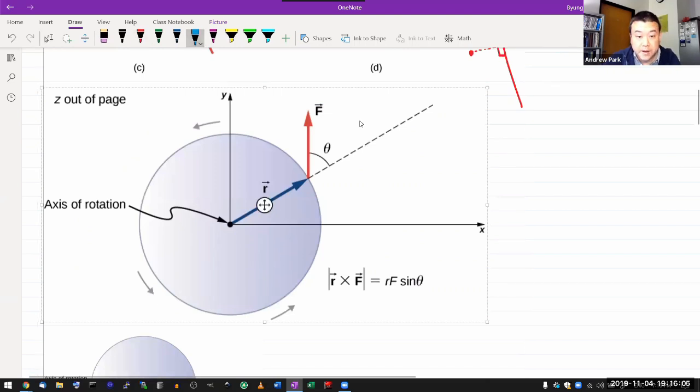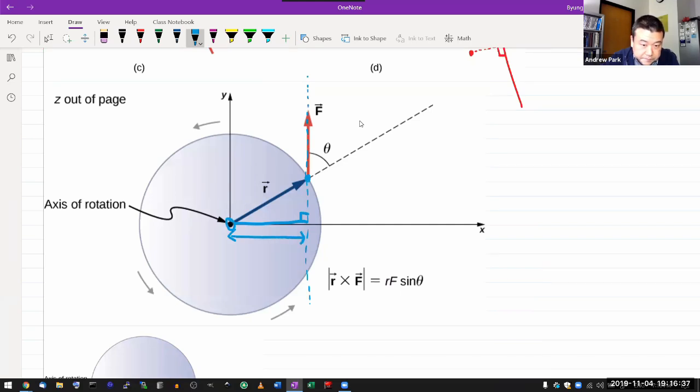I'm going to start by extending this force vector into a line. What's important here is that the line goes through the point at which the force is acting, and it has the same orientation as the force. Then looking at here, this is the axis of rotation. This is the perpendicular segment, and I would call this the lever arm, or perpendicular distance from the axis of rotation to the line of force.